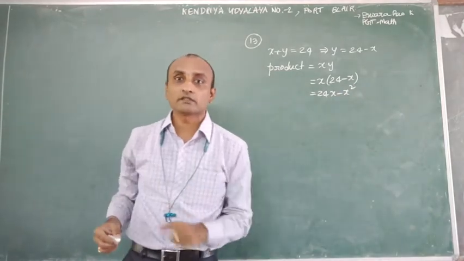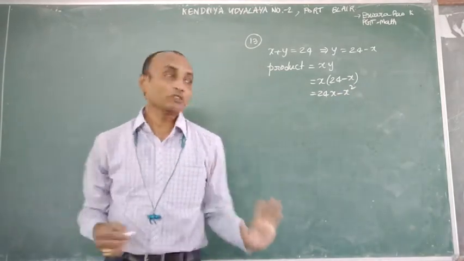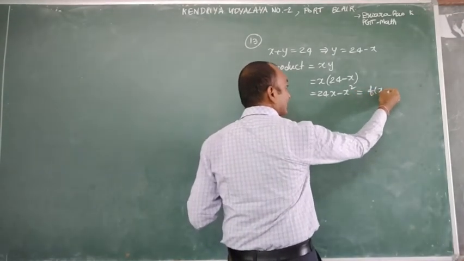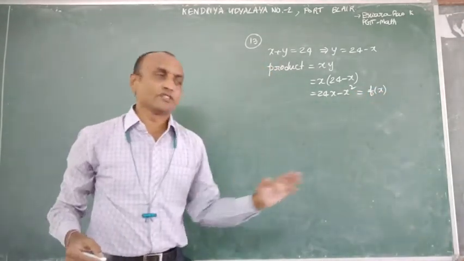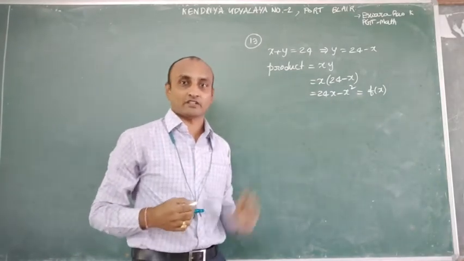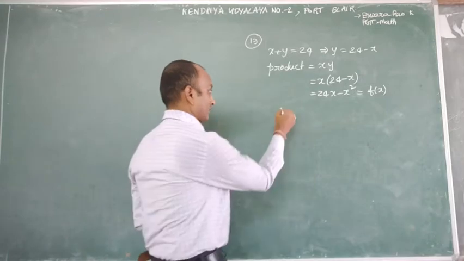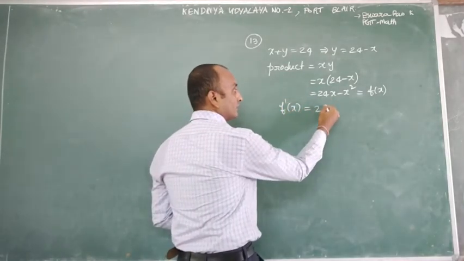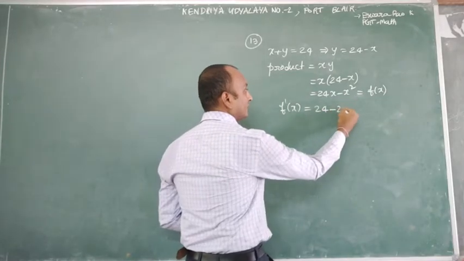How many variables are there? Only one variable is there. So now this one you assume as the product p or f of x, or whatever it is. According to our wish, you can take. If you take p, you find dp by dx. If you take f of x, you find f dash of x. Now the first derivative. What is f dash of x? 24x derivative is 24, minus x square derivative is 2x.